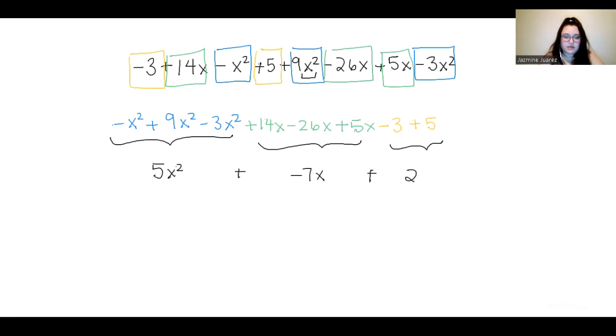So my expression ends up being 5x squared minus 7x plus 2. And we got that by combining our terms, grouping our terms, and then combining them, and then simplifying. That is how we combine like terms. Thank you for watching.